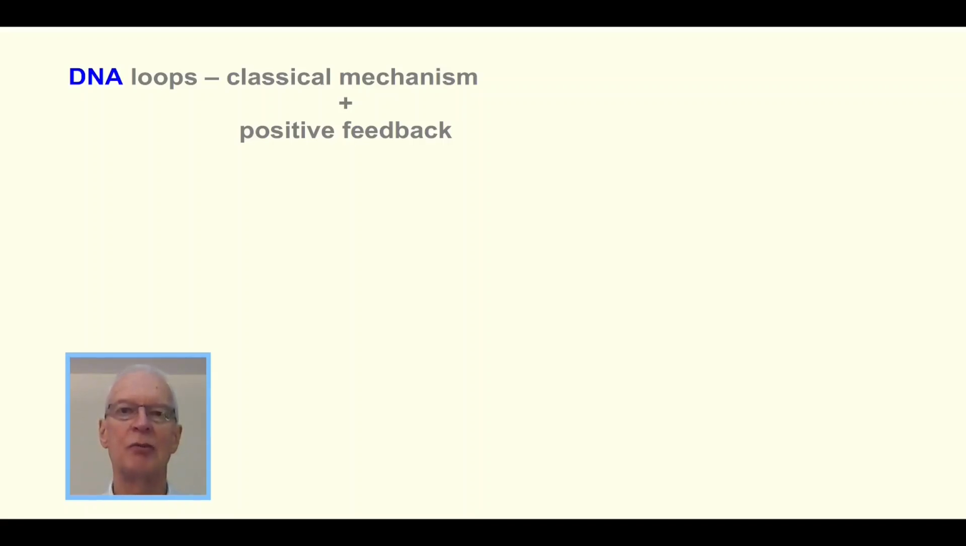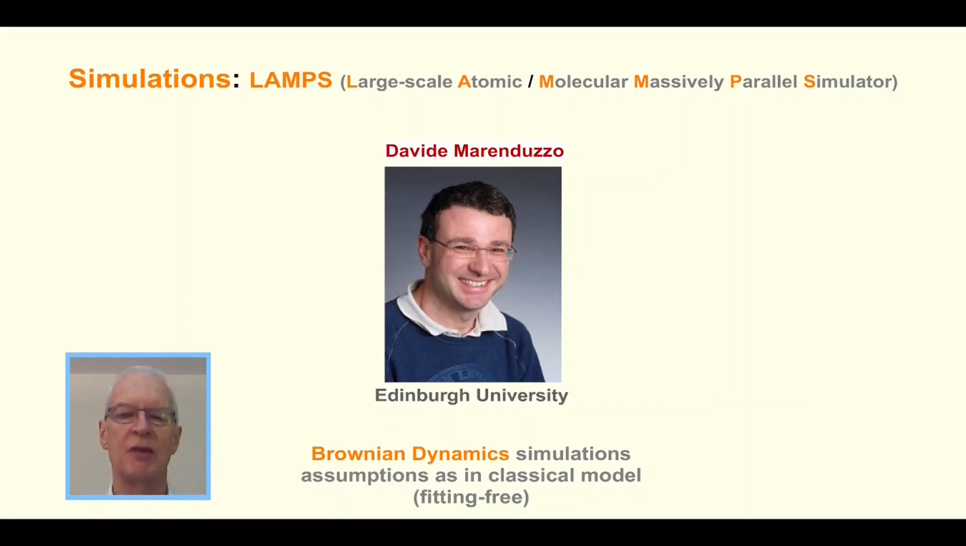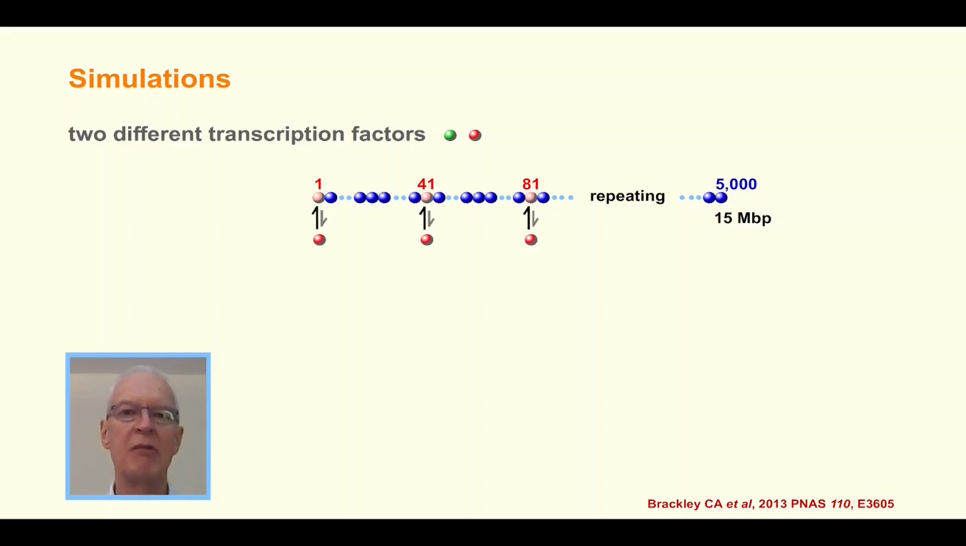Now, this classical mechanism, perhaps surprisingly, works through positive feedback to build an emergent bridging-induced attraction. So Davide carried out these simulations with those simple assumptions. He considers, for example, a long string of blue beads and two different transcription factors. Red ones can bind to pink beads and green ones to light green beads along the string. Neither binds to the blue beads.